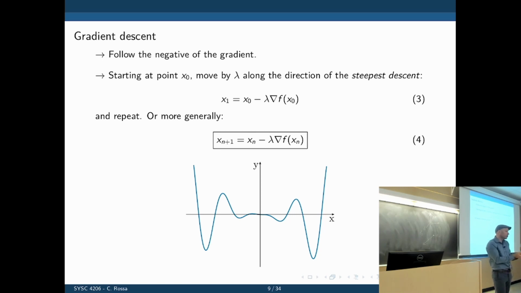Well, we evaluate the function, and if you're not happy, we'll move again, and again, and again, until we reach the minimum of that function. So that's the more generic way to do it. x of n plus 1. Our next step is the current step minus the gradient of the function times the scalar factor alpha.